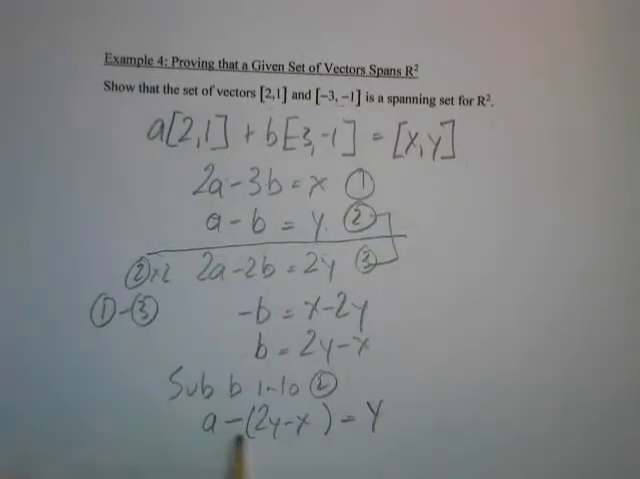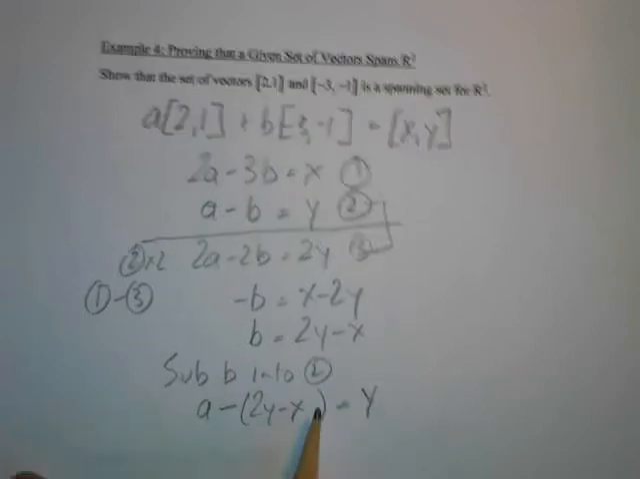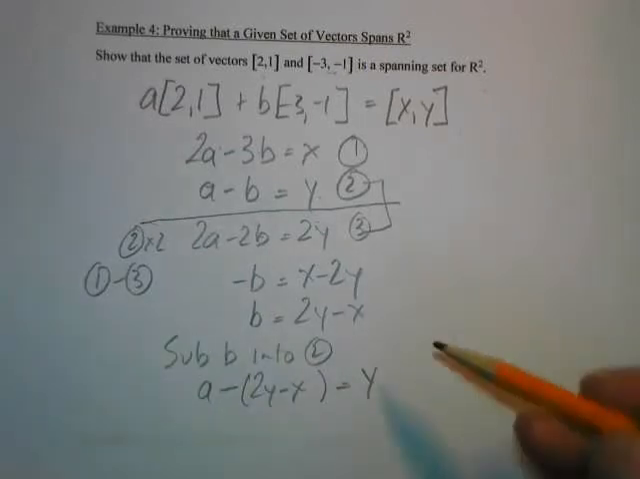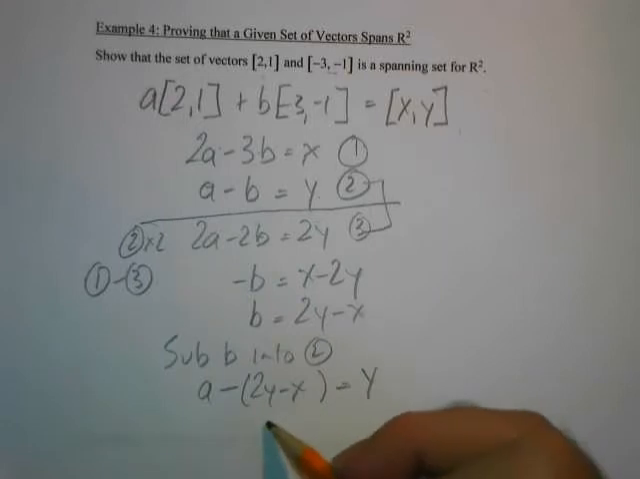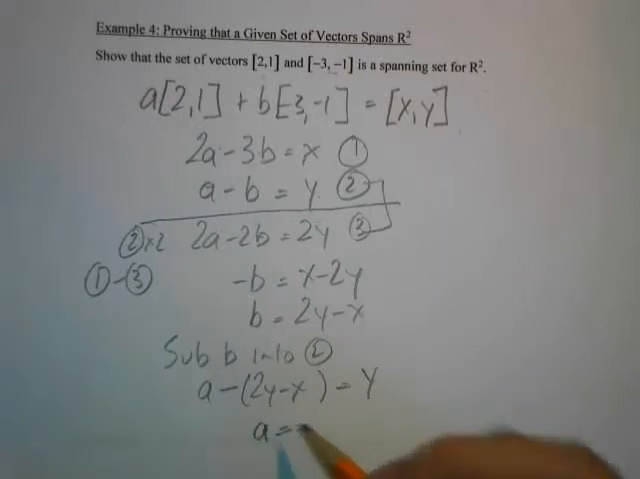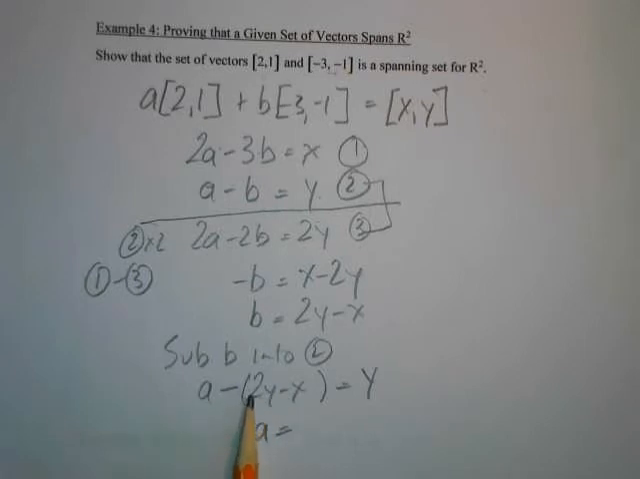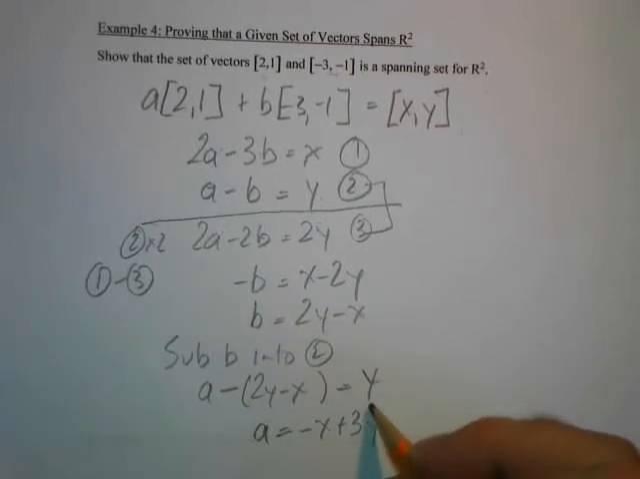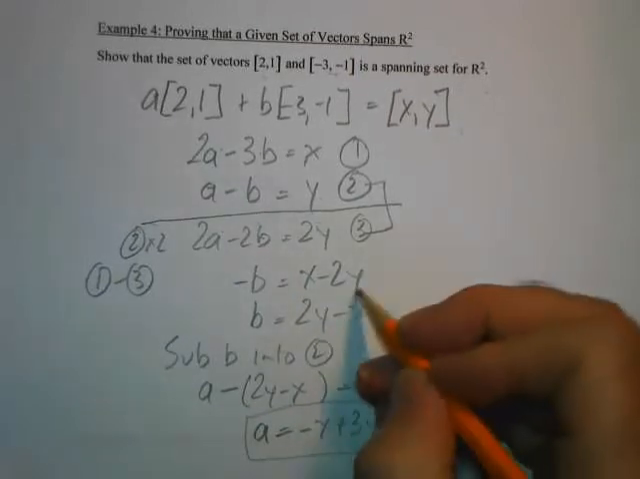So we've got a new version of equation 2 with our value of b plugged in. Okay, now I can create an equation directly from here, so that would be a minus 2y plus x, and if I add 2y over here, I get 3y, and then I have to subtract x from both sides, so that would be a equals negative x plus 3y. So there's my two equations for a and b.